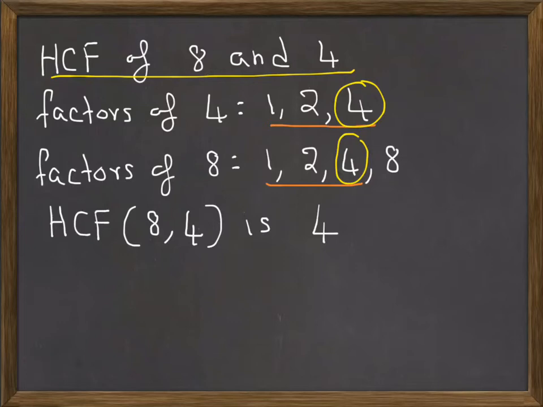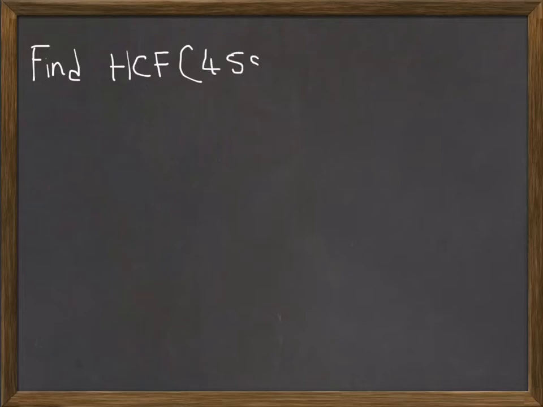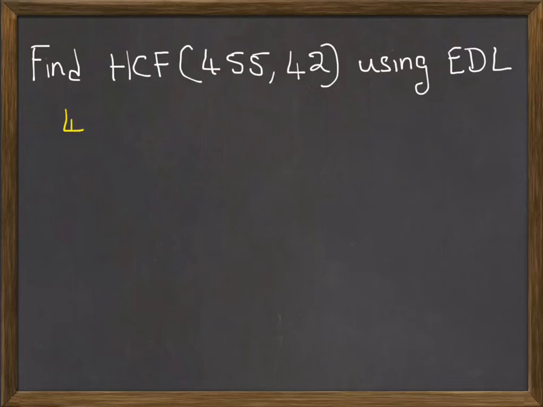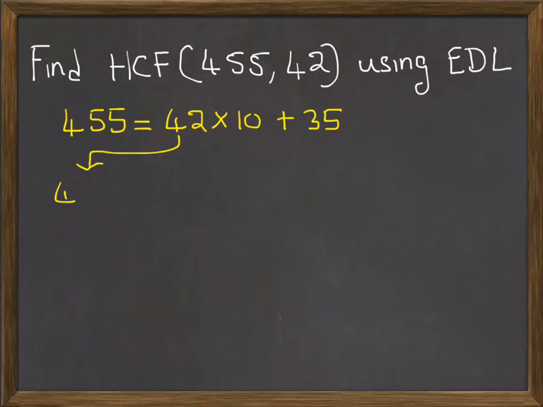So we know how to find the highest common factors. Now let's find out the highest common factors using Euclid's division lemma. So let us find the HCF of 455 and 42 using Euclid's division lemma. Since 455 is greater than 42, we start our division process. 455 divided by 42. So 455 is equal to 42 times 10, and the remainder is 35. We continue the process.